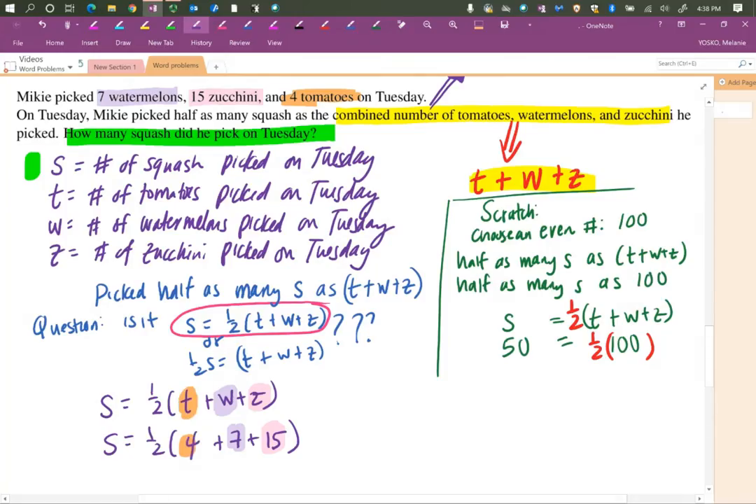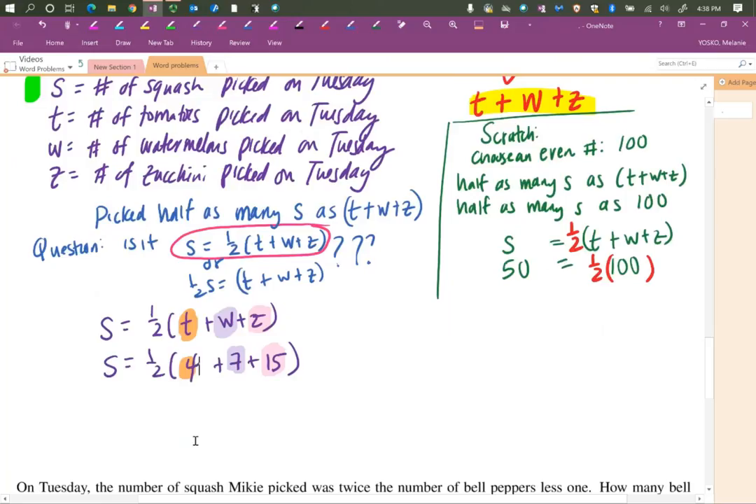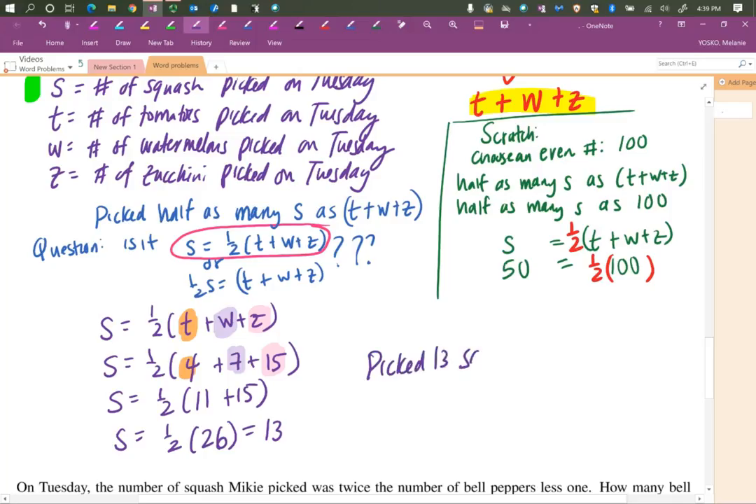And then we're going to clean this up. 4 plus 7 plus 15, and then we're going to divide by 2. This equals 1/2. 7 plus 4 is 11, plus 15. We get 1/2 times 26. S is 13. So he picked 13 squash on Tuesday.